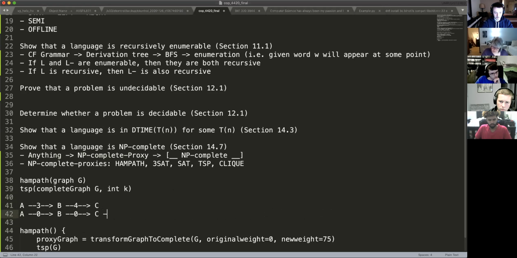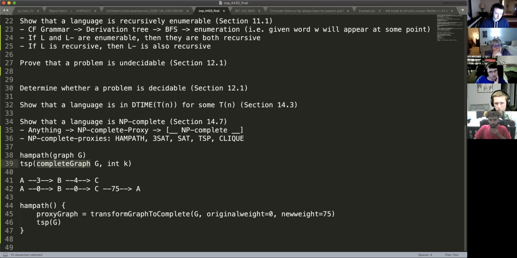Right? Okay. So now we have this proxy graph, and again, the only reason we did that is because TSP is picky and it requires a complete graph as an input. So now we say return TSP of, sorry, not G, it's now going to be our proxy graph, 0. That's the end of the proof.